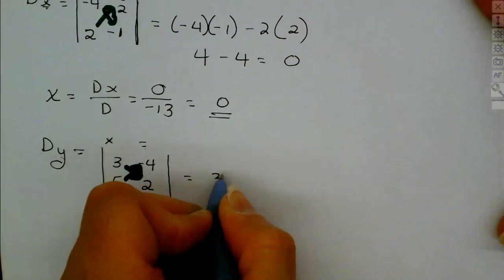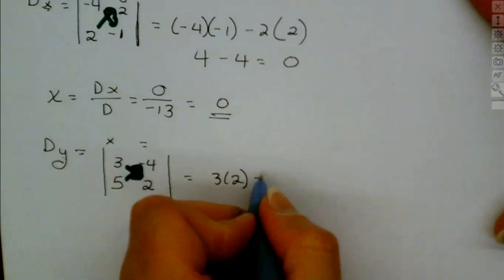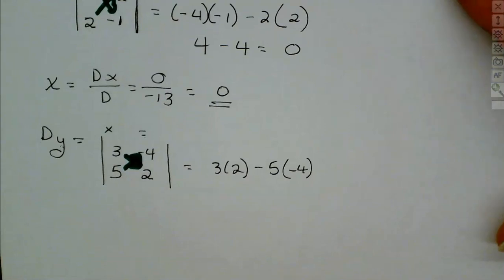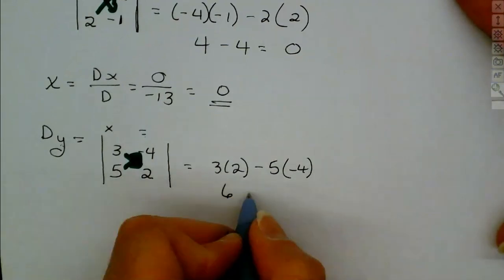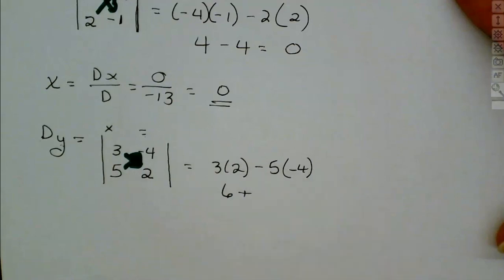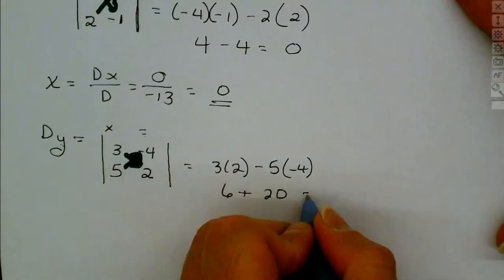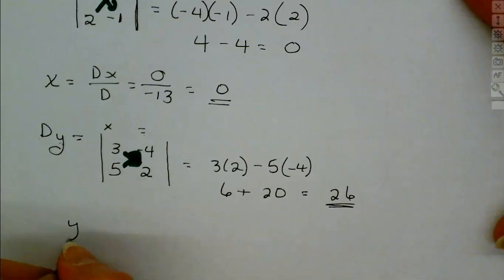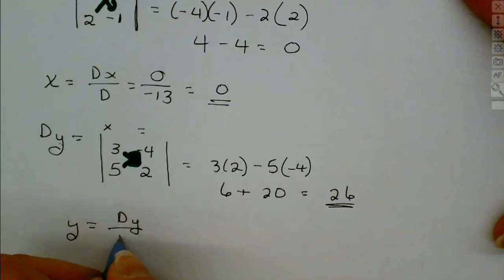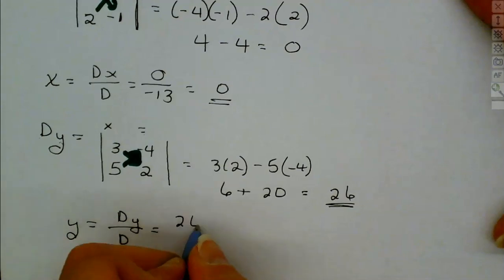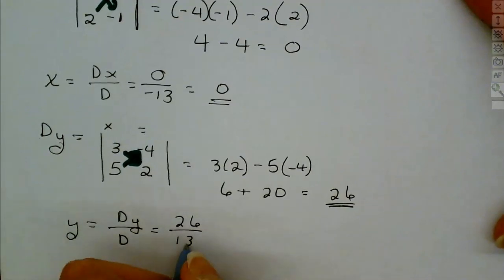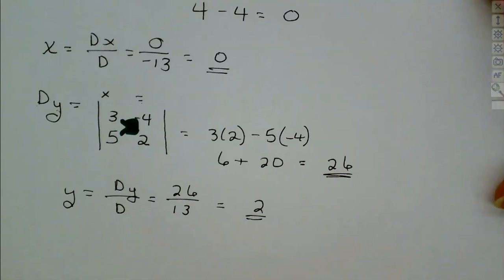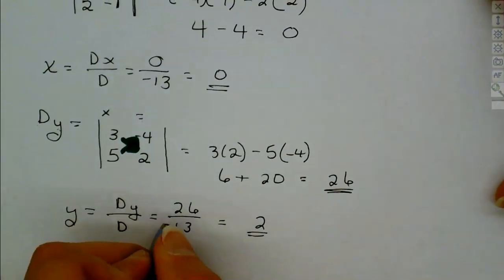And that is 3 times 2 minus 5 times a minus 4. Well, 3 times 2, that's a 6. Double negative makes it a positive. 5 times 4, that's a 20. When I put them together, that gives you a 26. Now, we know we did it correctly because y is dy over d. dy is a 26. d is a 13. And that comes out to give you a 2. Let's see, did I miss a sign somewhere? Oh, yep, 13 should be negative. Should be negative 2.